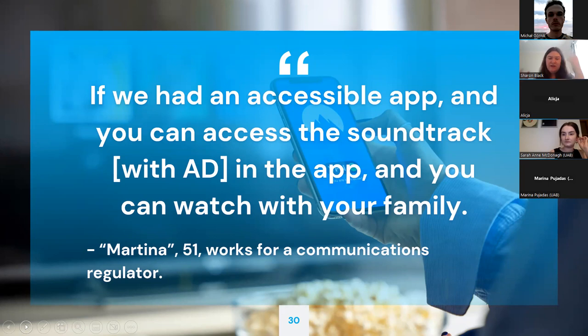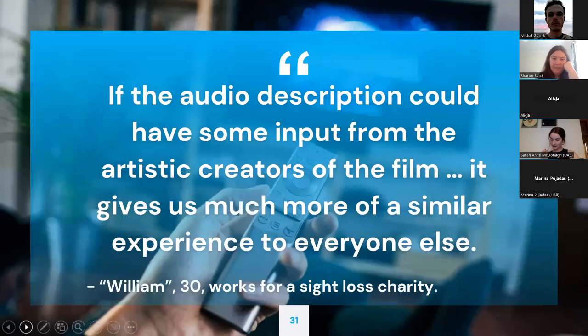Martina really felt that her family wouldn't want to hear the audio description, which maybe goes against what we as researchers might think, and proposes an accessible app that would allow her to access the AD separately, but also watching with the family.